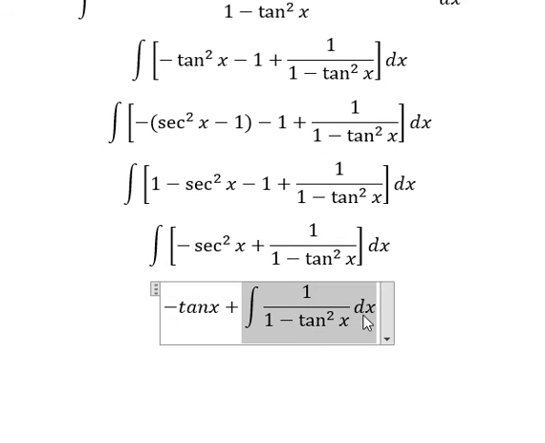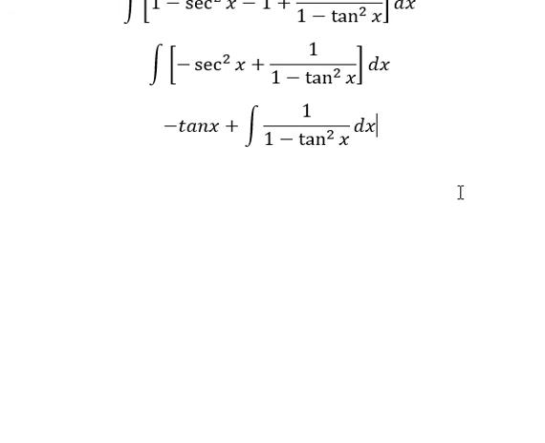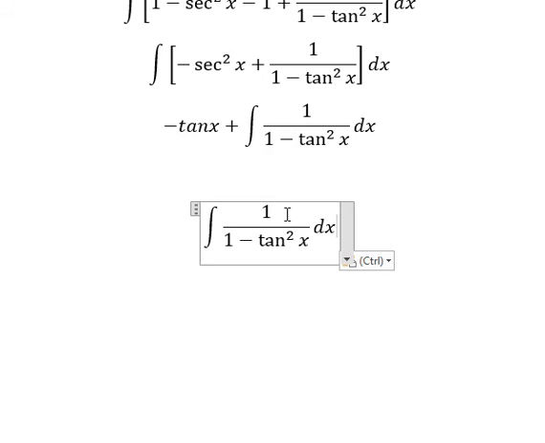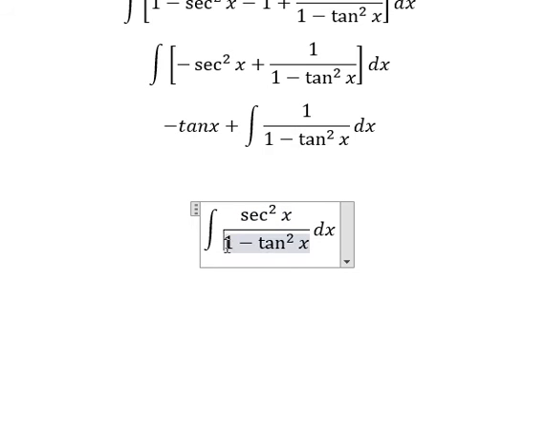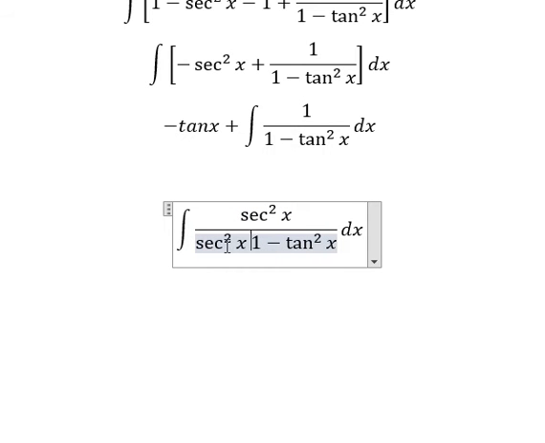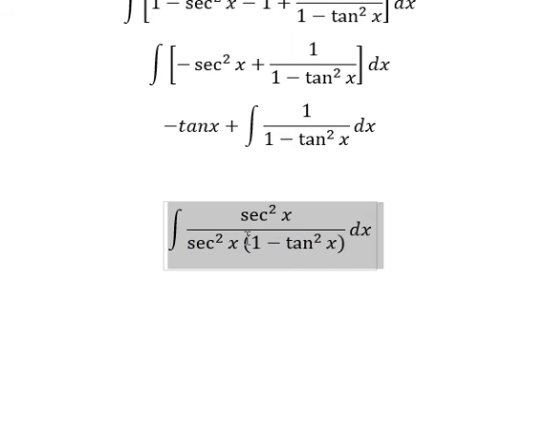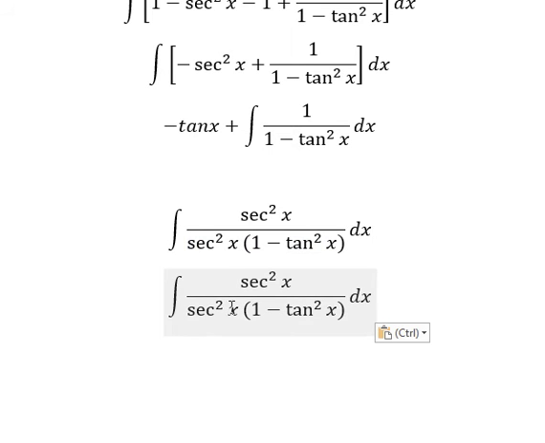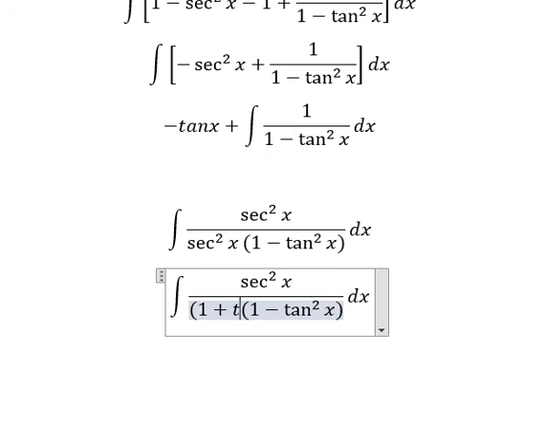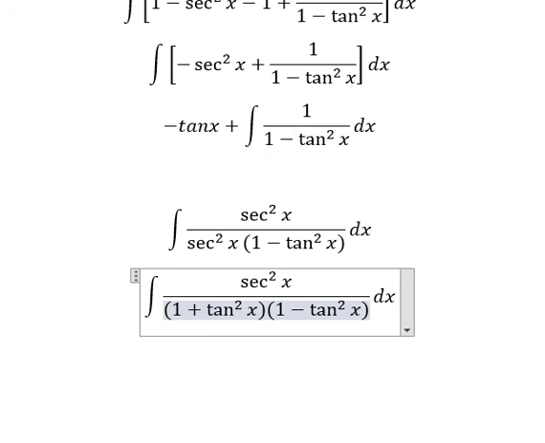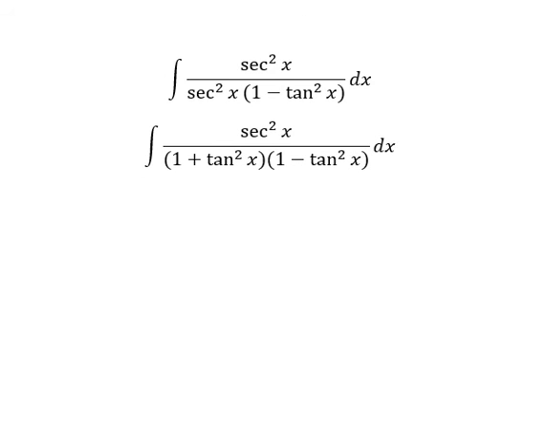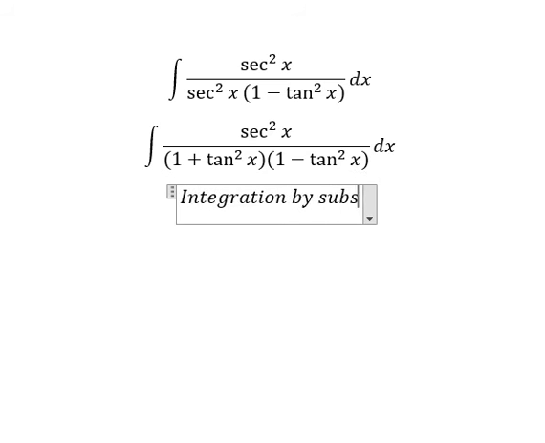Now I will show you the technique how to answer this one. We need to multiply secant of s squared on numerator and denominator. Secant of s squared is 1 plus tan s squared. Now we need to use integration by substitution.